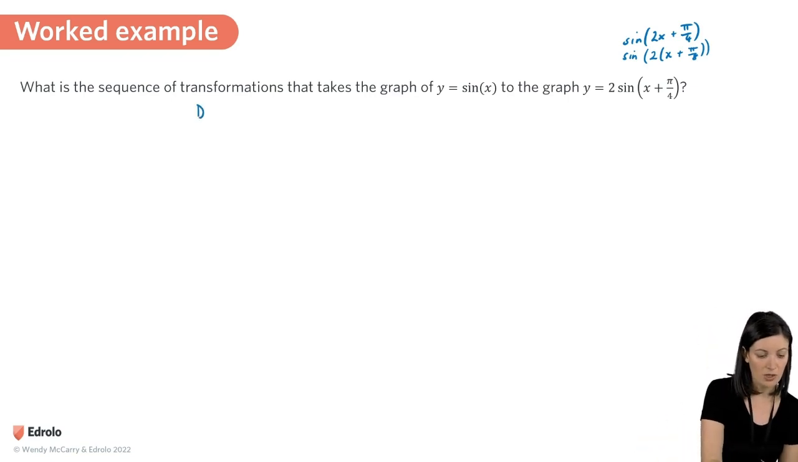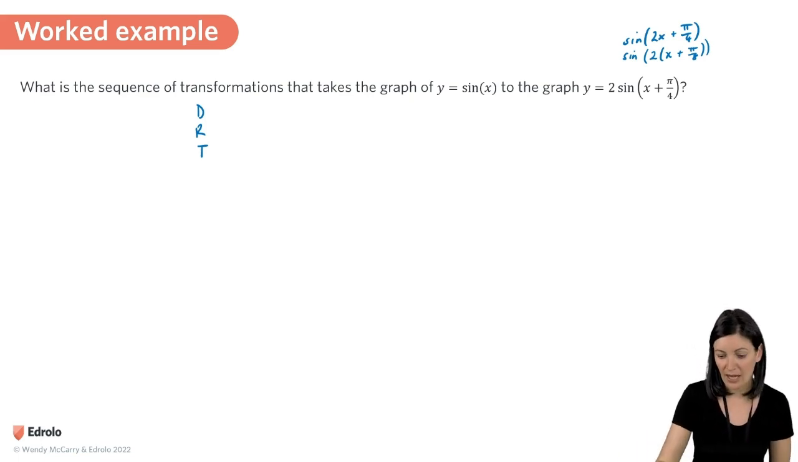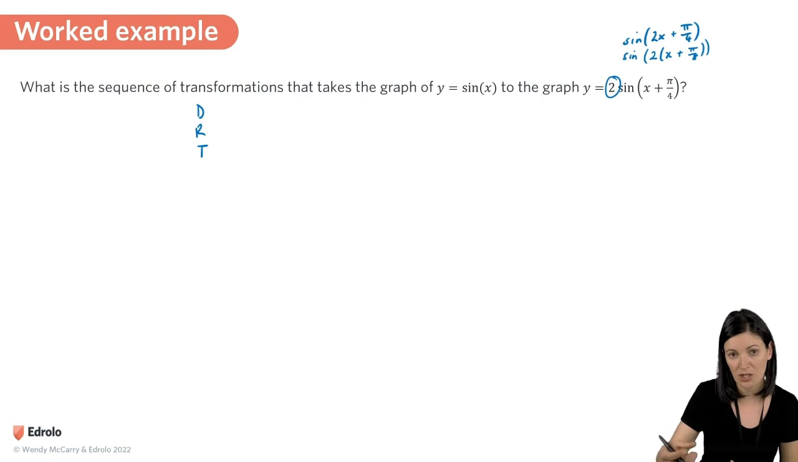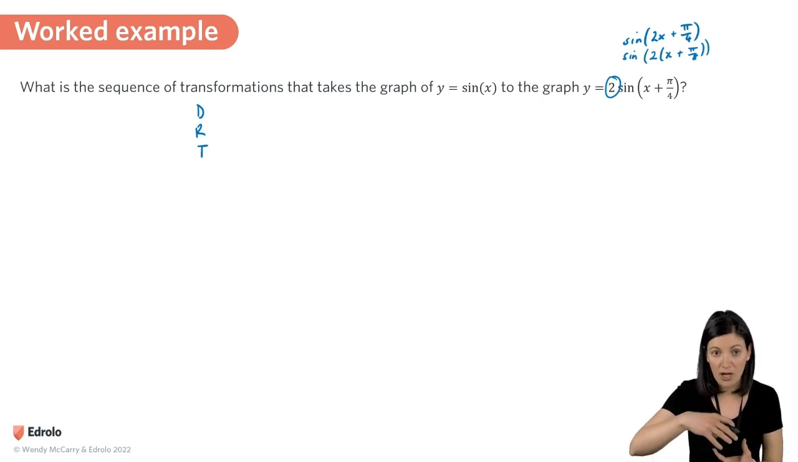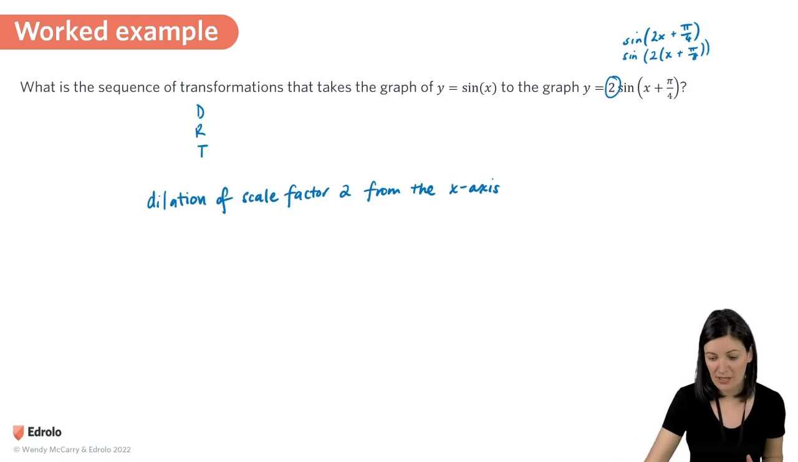We talk about Dr. T at my school, so we first go dilation, reflection, translation. So I'm going to look and see if there's any dilations here, and I can see that there's one. And that's what that 2 is giving me there. So what I've got is a dilation of factor 2 from the x-axis. Okay, there are no other dilations here because I don't have a coefficient of x.